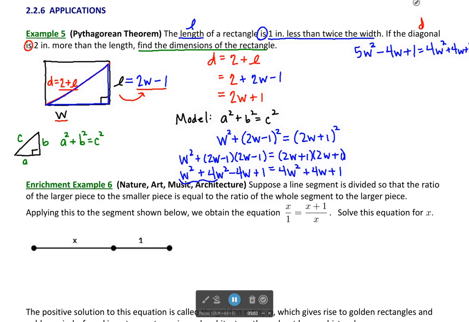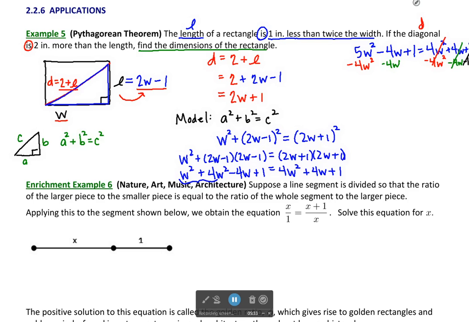So let's move all of our terms to the left side. If we do that, we can solve it either by factoring or by the quadratic formula. Both of those require us to move everything to one side equal to 0. So I'm going to subtract 4W squared from both sides, lining up like terms. I'm going to subtract 4W from both sides, again, lining up like terms. And we'll subtract 1 from both sides.